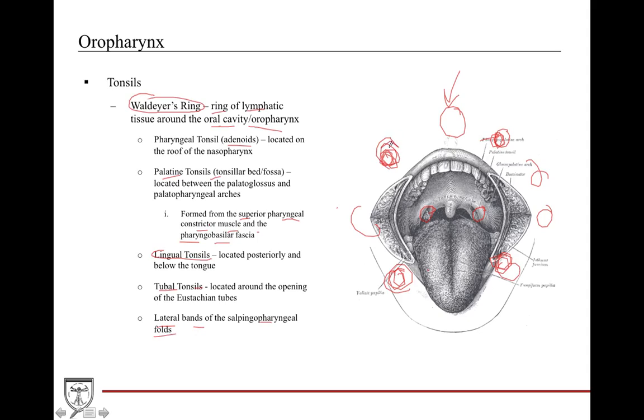So as you can see, you just have this circumferential orientation of these lymphoid tissues that kind of surround the mouth, called Waldeyer's ring.